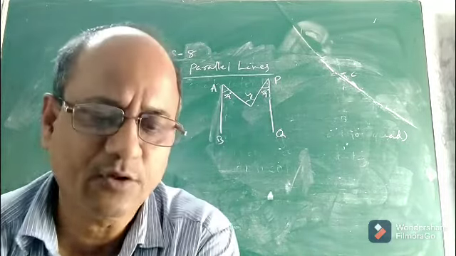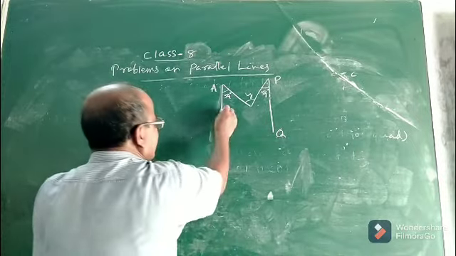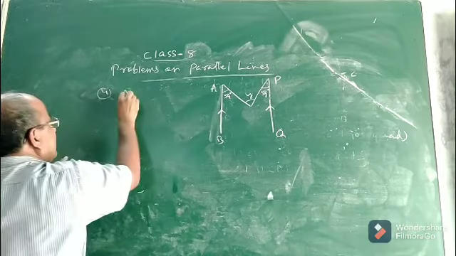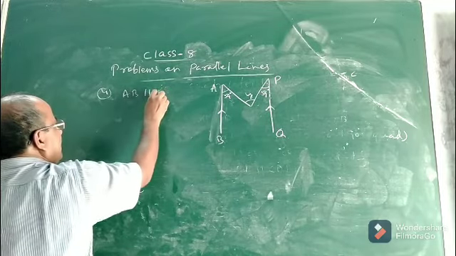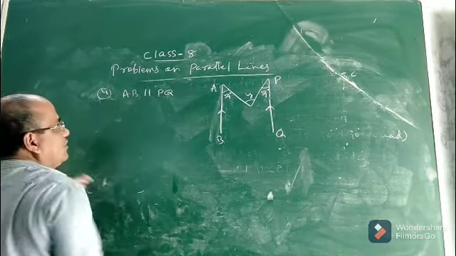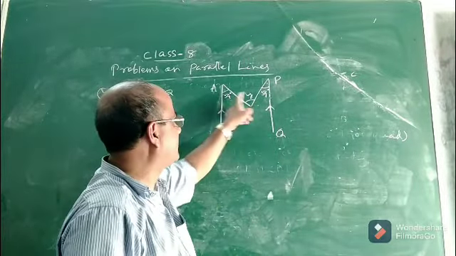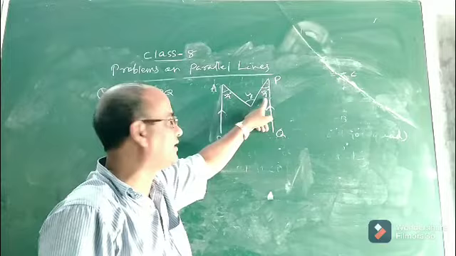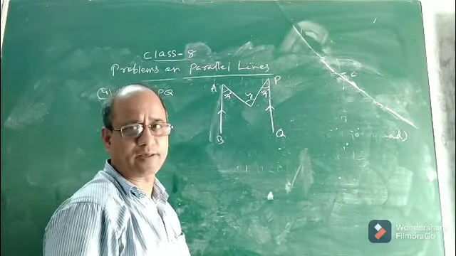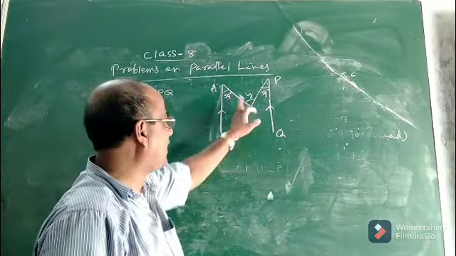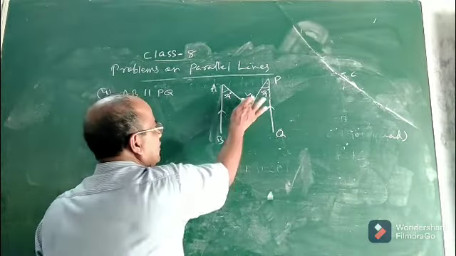So, what is the question? AB is parallel to PQ. We are given AB parallel to PQ. And this angle is 59 degrees, this angle is also 59 degrees. So, how to find the measure of Y? Let us see. To find the measure of Y, we can draw a parallel.